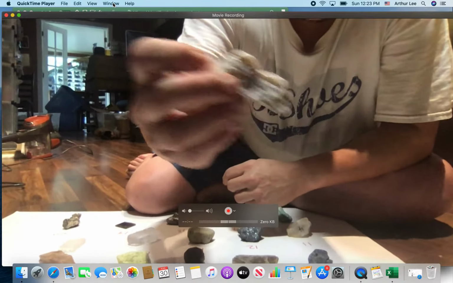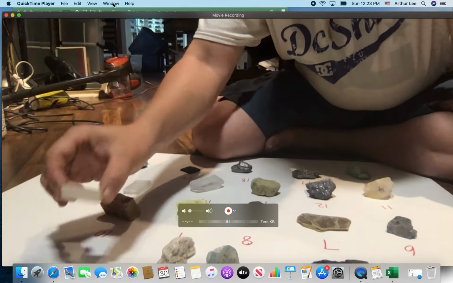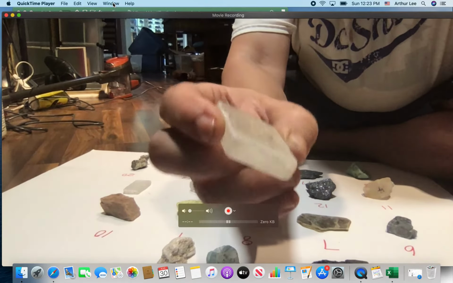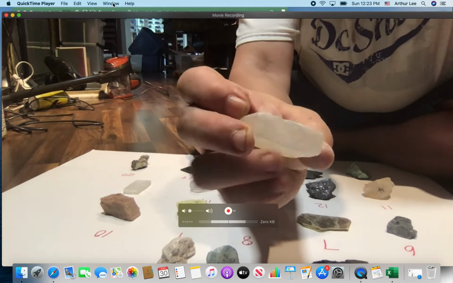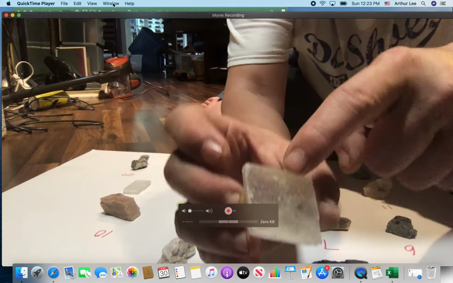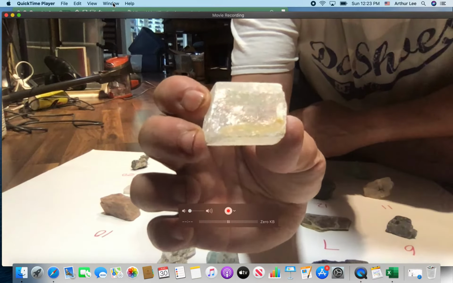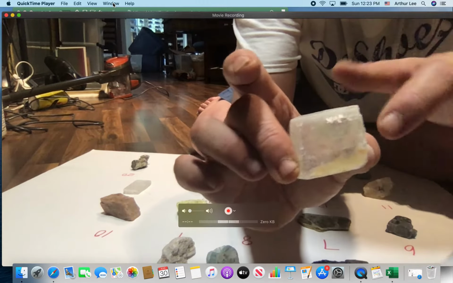Right here, sample number 4. Now we're going to move on to number 5, right over here. This mineral right here. Try and fill out the chart for this. This breaks really well here. You can see those lines of breakage right there. See how it would break? It'd break this way, and it would break that way.